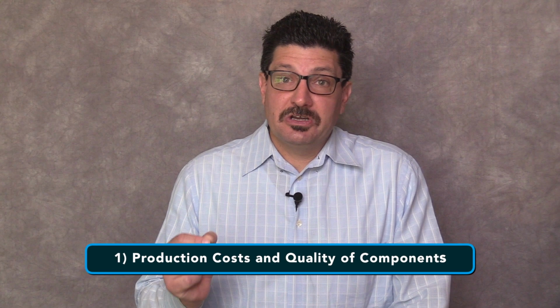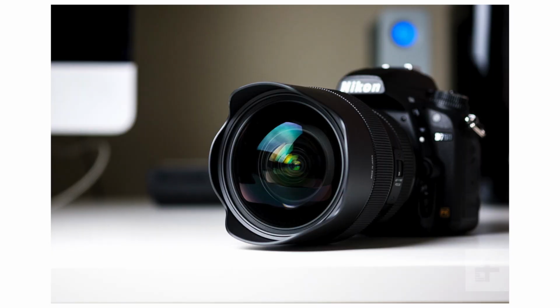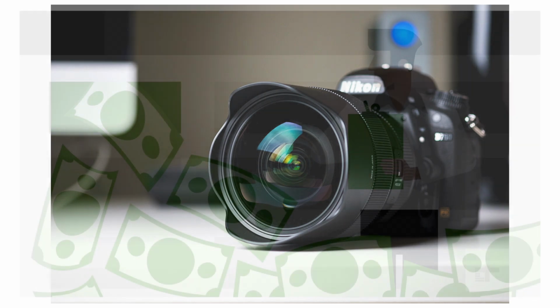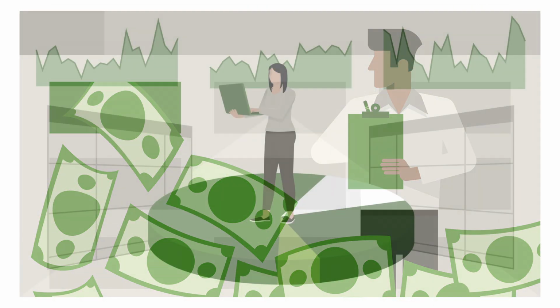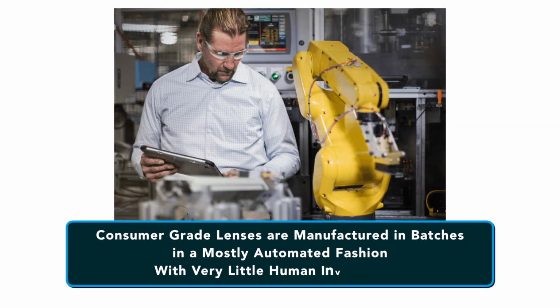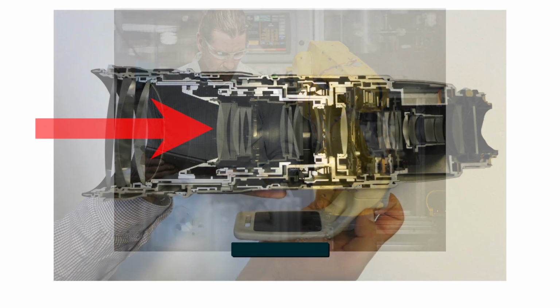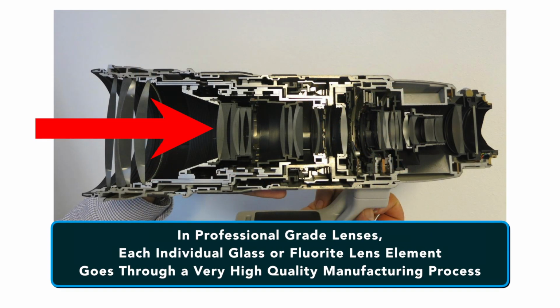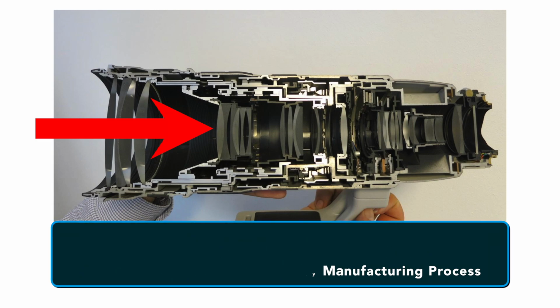First are production costs and quality of components. One of the main reasons for the high cost of professional lenses is their production costs and the high quality standards set by the manufacturer. Consumer grade lenses are manufactured in batches in mostly automated fashion with very little human involvement. While in professional grade lenses, each individual glass or fluorite lens element goes through a very high quality manufacturing process.